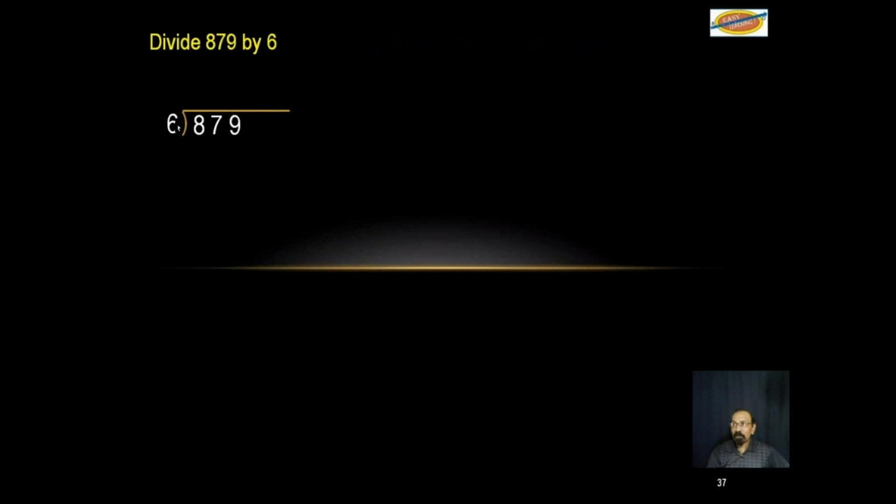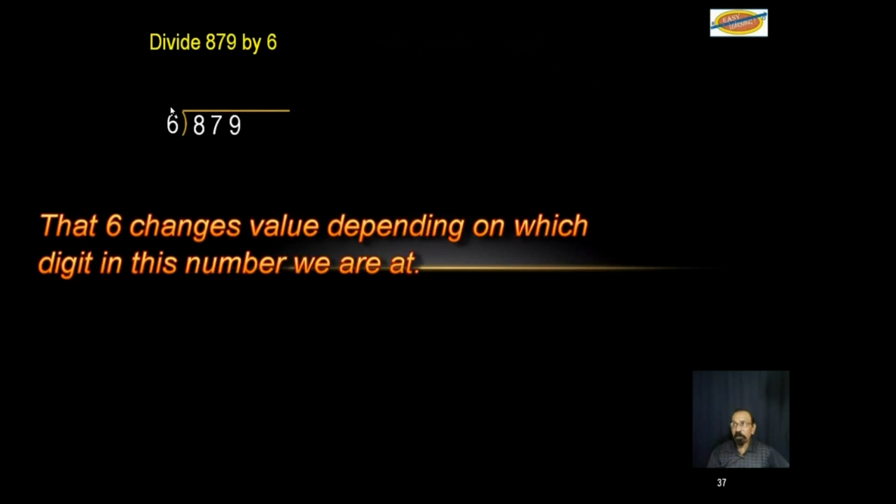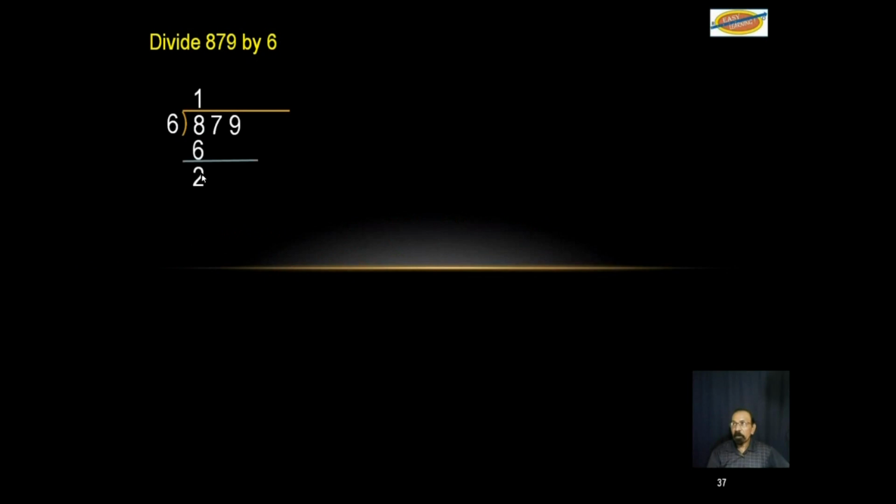Now, this looks like a 6, but that 6 changes value depending on which of these numbers we are dividing. So when you say 6 into 8 and you get 1, you put the 6 down there and you subtract and you get 2. Remember, we are in the hundreds column here. So that 2 there is not really 2, it's 200. And that 6 there is not 6, it's 600. So what you actually do is that you took that 8, which is really 800, and you subtract from it 600 once, and you get 200.